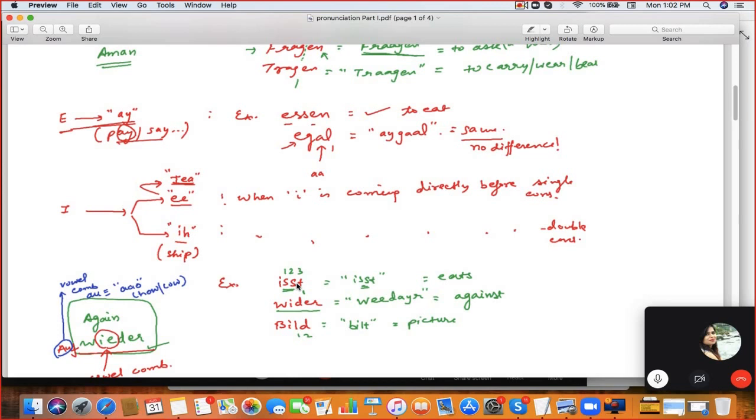First one is ist. Ist. Okay. Then second one, wieder. See, after I one consonant, that's wieder. Wieder. Okay. Then bild. After I, how many? Two. So that's the short I sound, bilt. Bilt. Good. And D in the end is T.